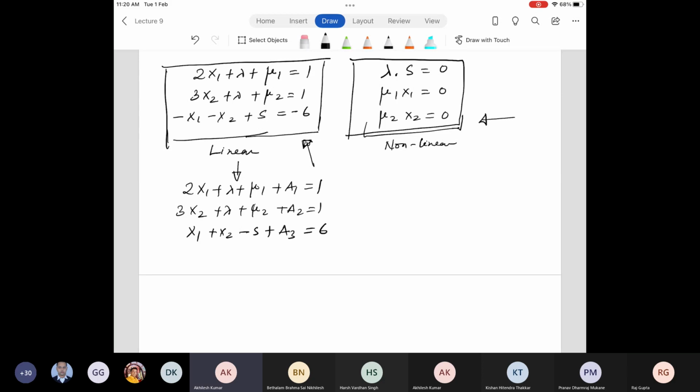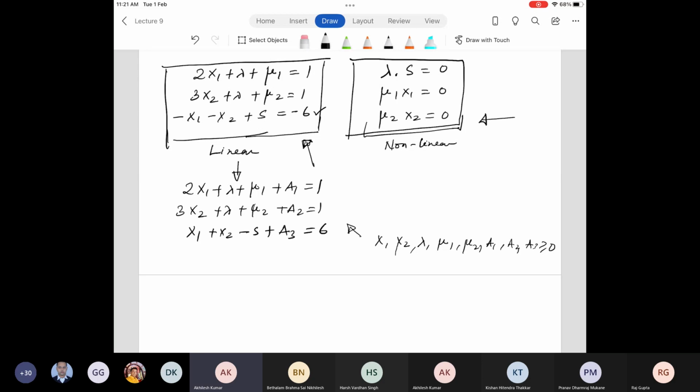Is this correct? Just have a look. I multiplied this equation with minus and then added an artificial variable. Good so far? Yes, of course, sir. x1, x2, lambda, mu1, mu2, a1, a2, a3, all greater than or equal to 0.